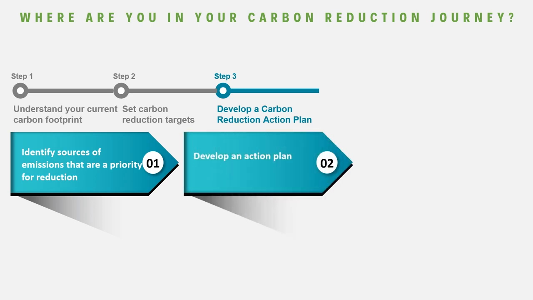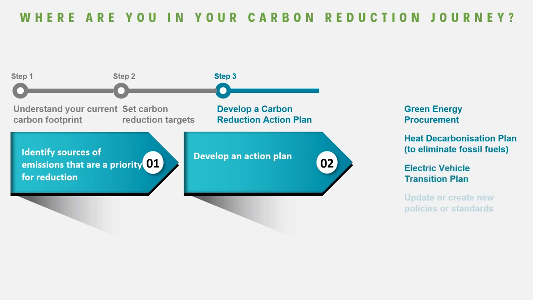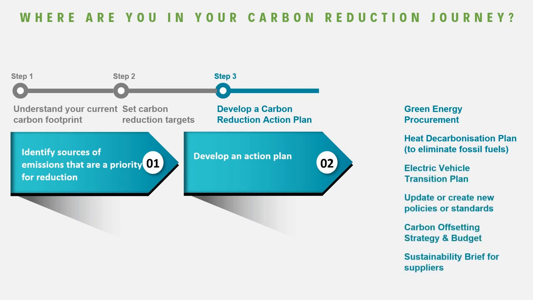By looking at the data, you can identify what sources of emissions are important to reduce. The plan could include specific actions, for example, to procure more green energy. It may also involve actions to eliminate fossil fuels, increase electric vehicles, create policies, identify the need for offsetting and budget, and creating requirements for suppliers.